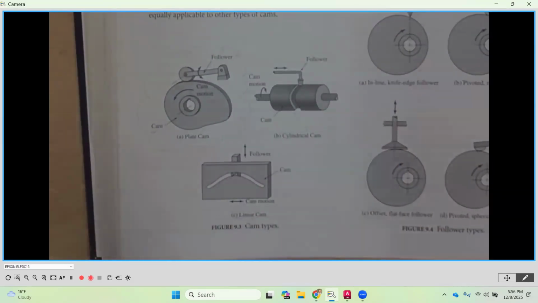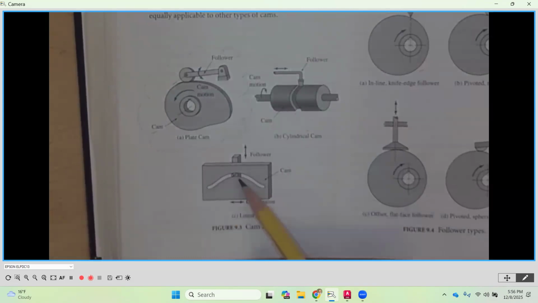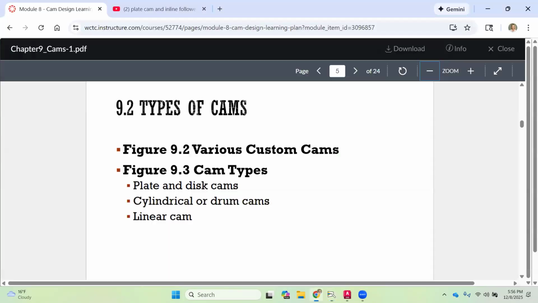And then the last type that we have here is going to be a linear cam. So we have a cam that's going to go back and forth. It's a plate with a groove in it. And then the follower has a pin, so that as this goes back and forth horizontally, the follower is going to go vertically back and forth as well. Or up and down, if you would.